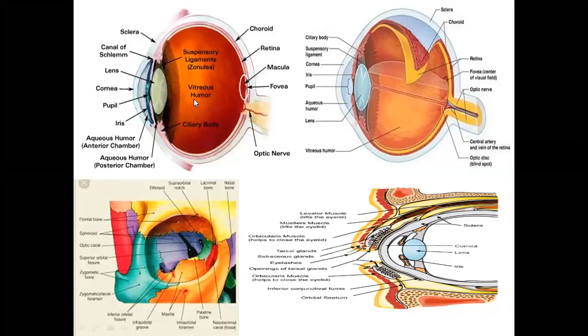The neural layer has two parts. One is the pigmented part, which is fixed with the choroid, and the other is the neural part, which contains the rods and cones, bipolar cells and ganglionic cells.